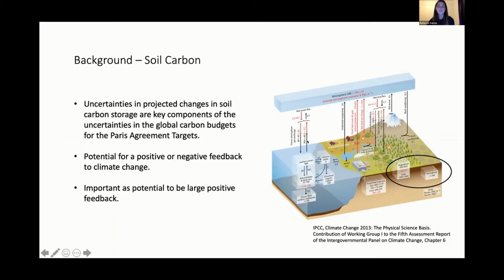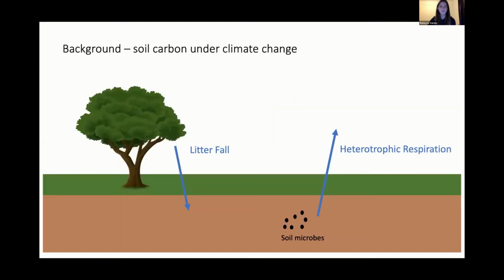And not only is this feedback really uncertain, it also has the potential to be very large, which we can see if we look at this carbon cycle diagram from the IPCC report. The carbon stored in soils is at least 3 times the amount compared to atmospheric concentrations. So if even a small fraction of this carbon was to be released into the atmosphere, that could result in a significant feedback to climate change.